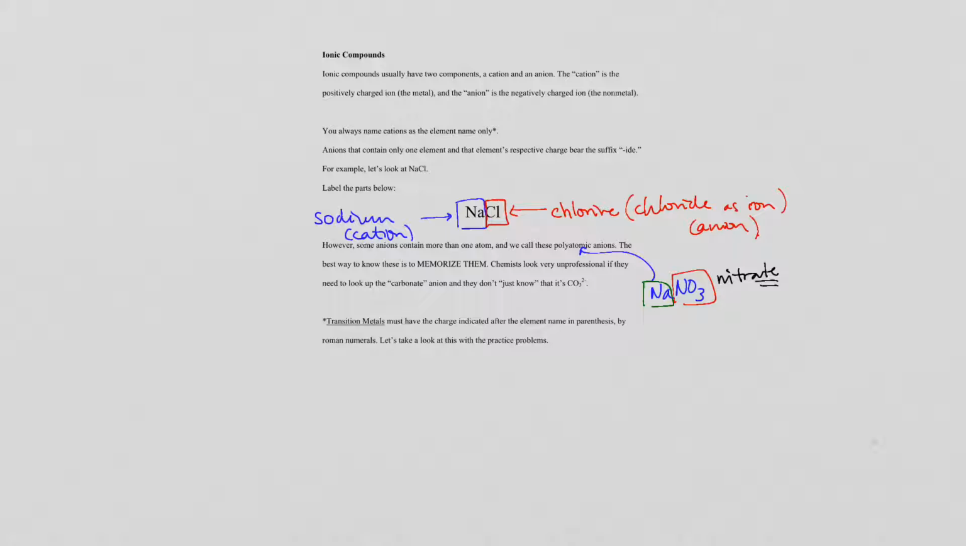So, last thing with ionics, transition metals. For those you must indicate the charge in the written name after the name of the element in Roman numerals in parentheses, and you'll see that in the practice problems.